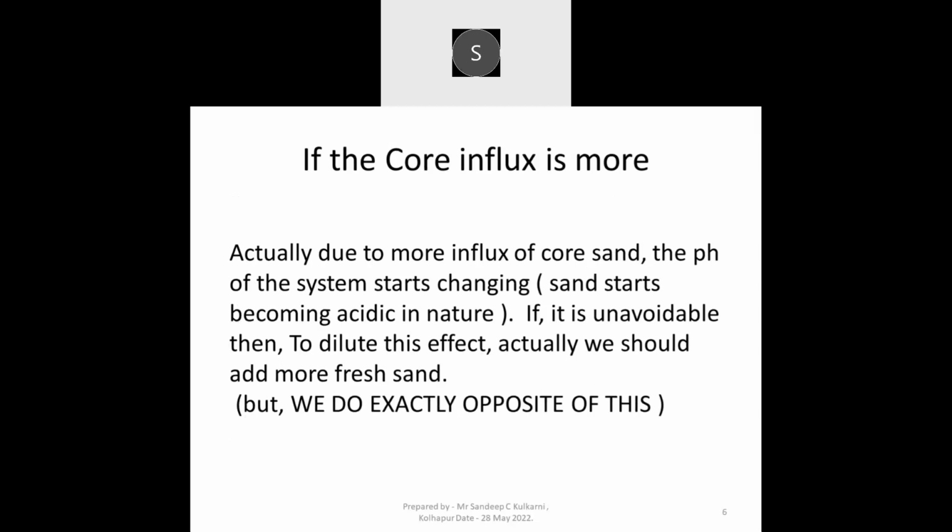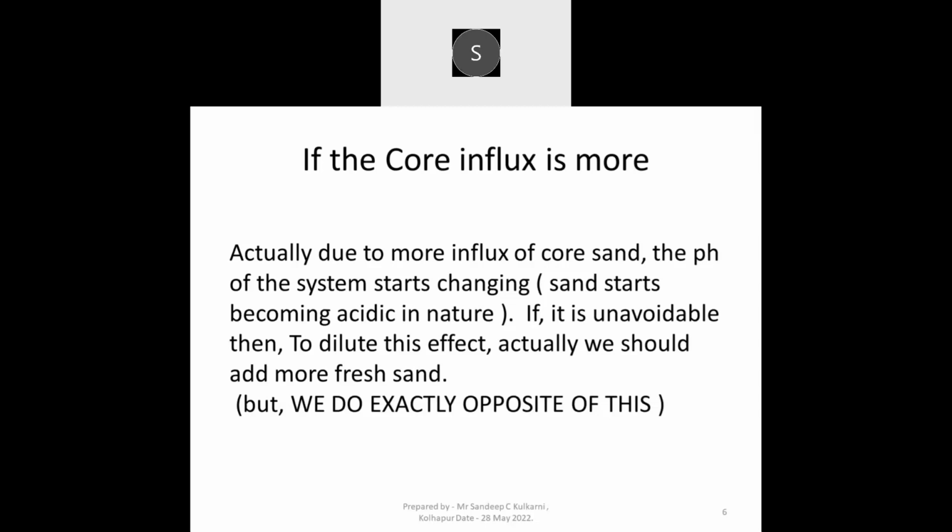If core influx is more, due to more core sand the pH of the system starts changing. Sand starts becoming acidic in nature, and if it is unavoidable, then to dilute this effect we have to add some more new sand. But unfortunately, we do exactly the opposite of this.